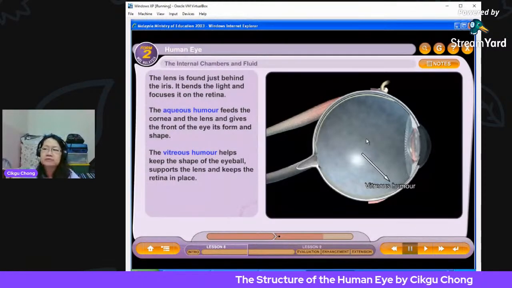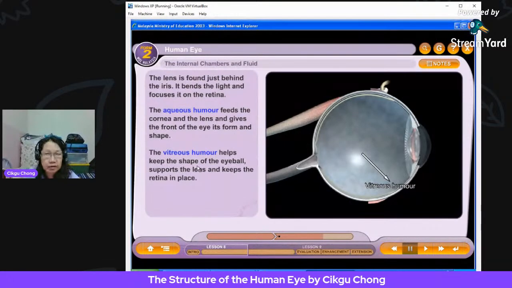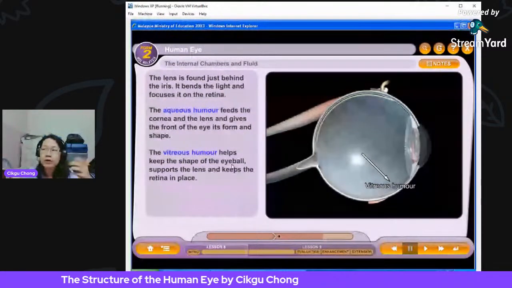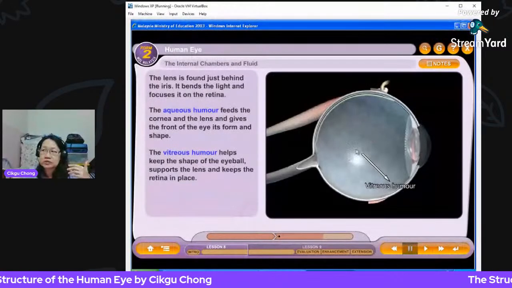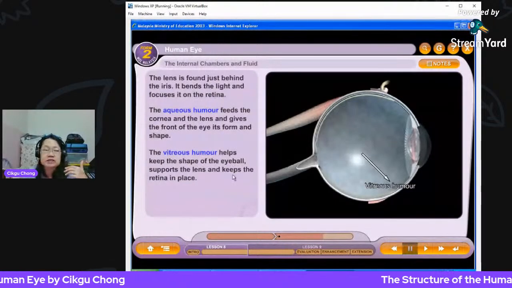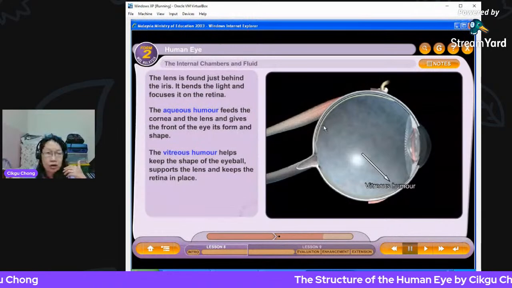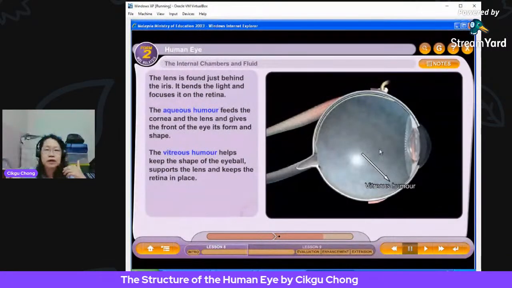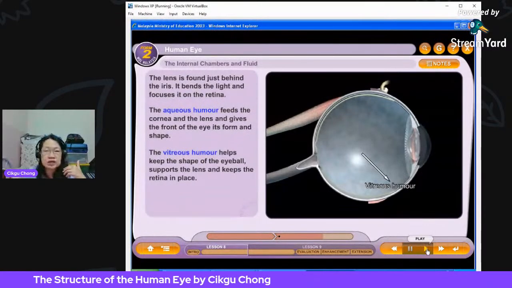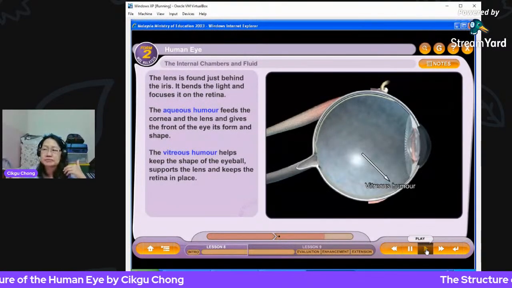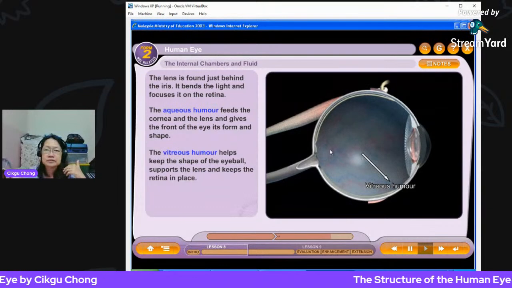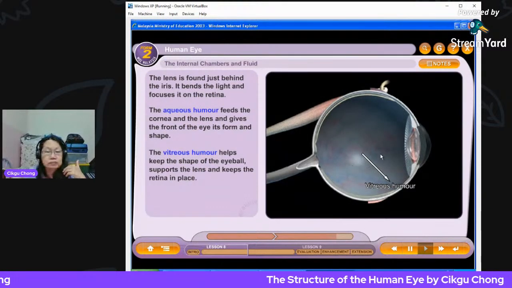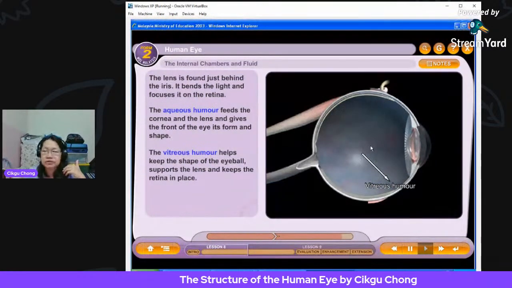Okay, vitreous humor helps to keep the shape of the eyeball, to make sure it's rounded. It supports the lens, so the lens is always there, and keeps the retina in place, so the retina will not fall out. Okay, this is the retina, the third layer here, the innermost layer. So that is the vitreous humor. So this helps to keep the shape of the eyeball, right?